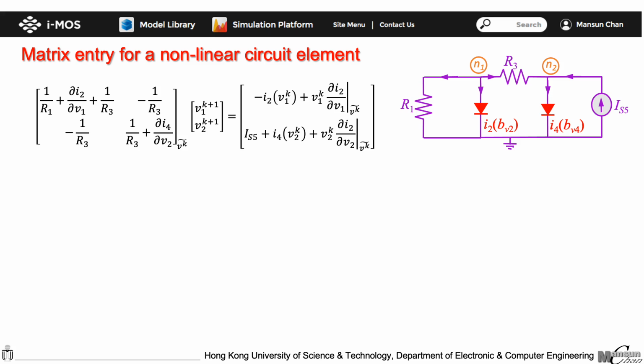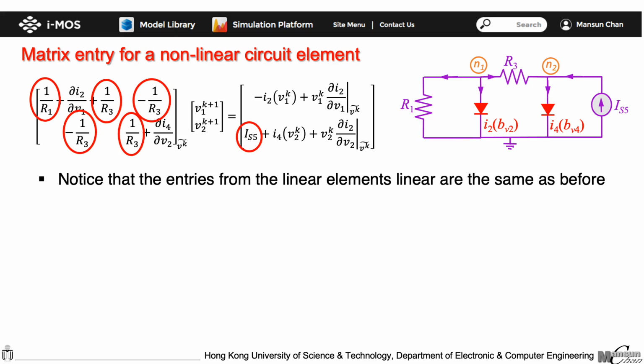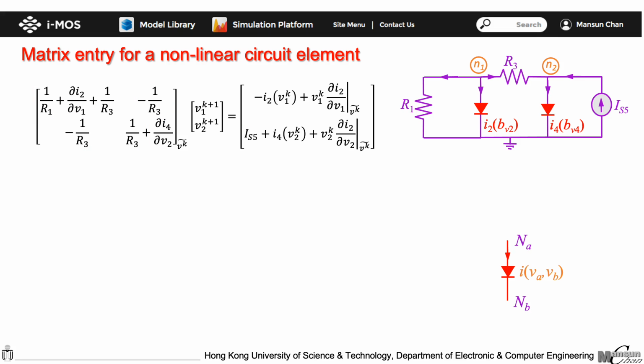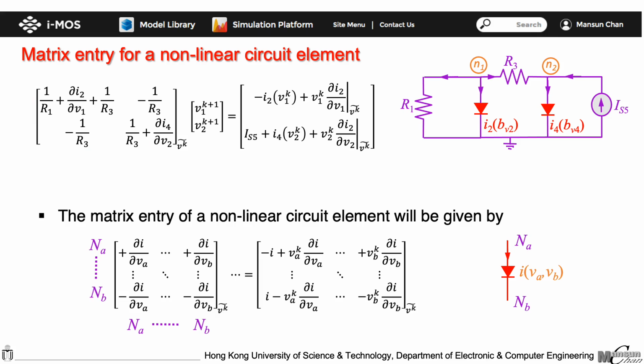We can also directly assemble the circuit equations from the circuit elements. Notice that the entries from the linear elements are the same as what we covered before. So we can use the same matrix stamp to enter them into the Jacobian matrix and the right-hand side of the equations. For two-terminal nonlinear circuit element given by the figure here, the matrix entries are given here. Again, while the right-hand side of the equation looks very complicated, it can be evaluated directly by a computer.